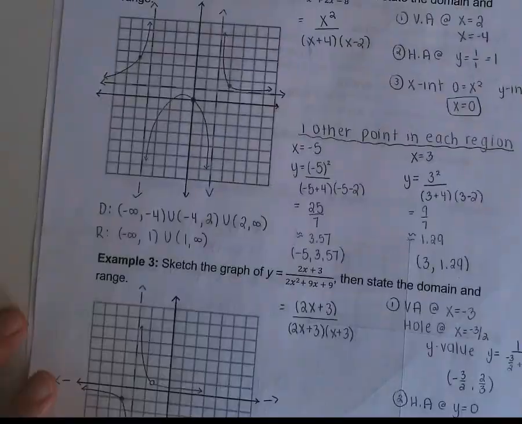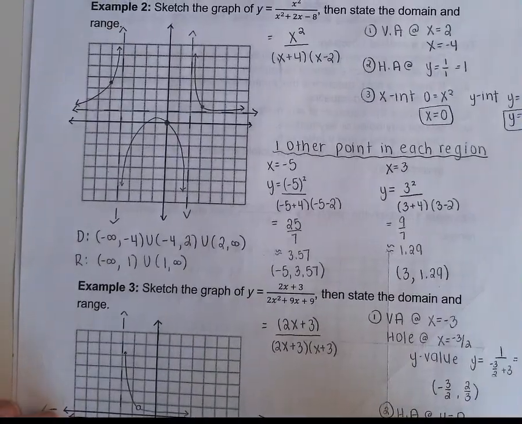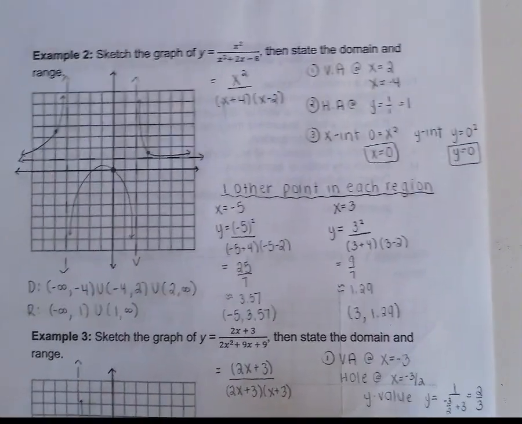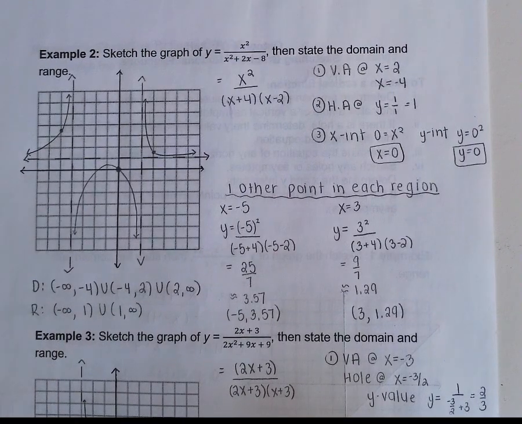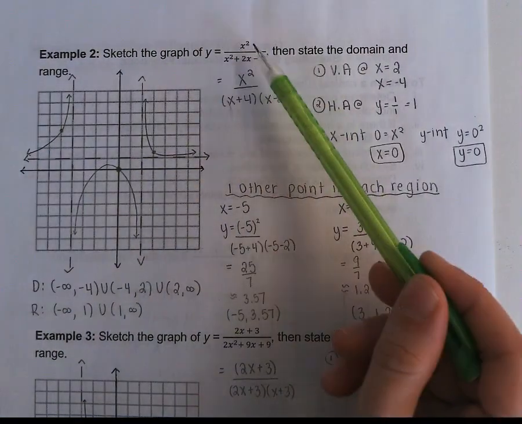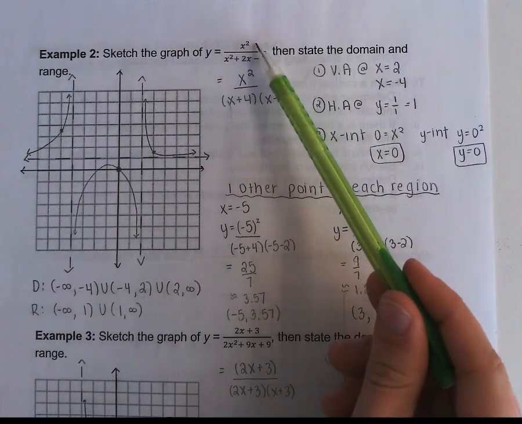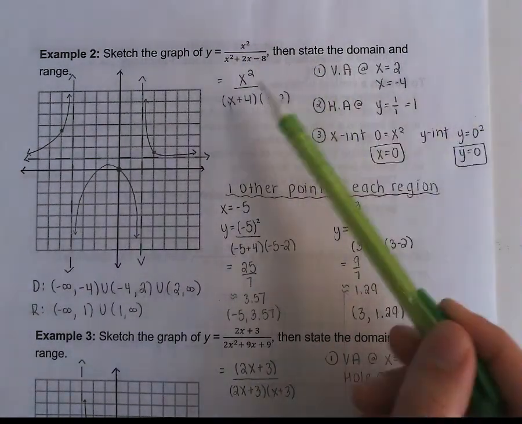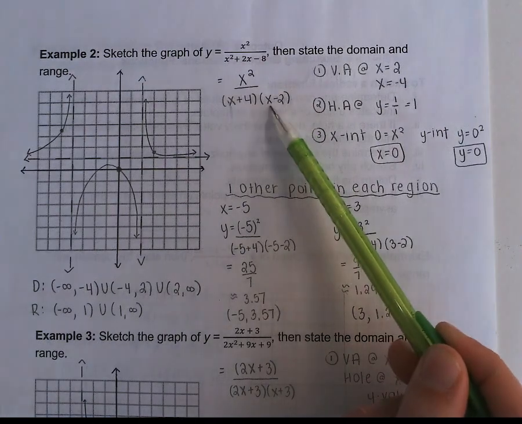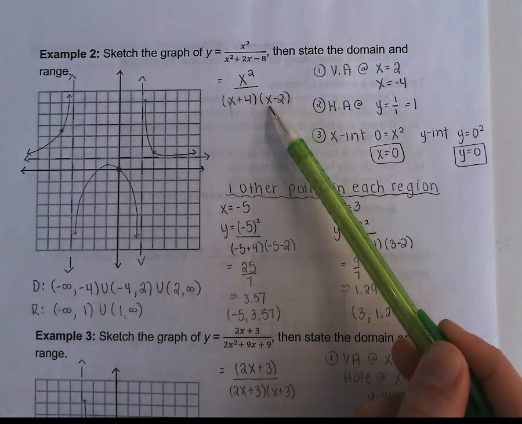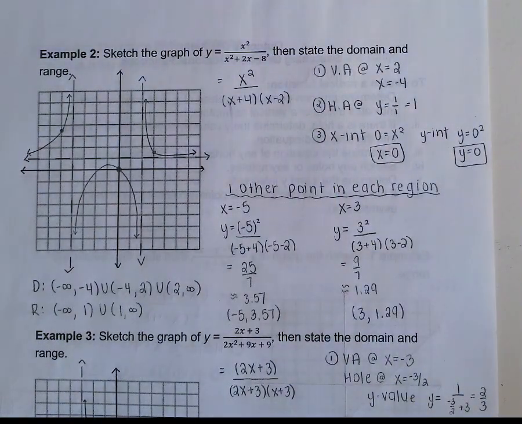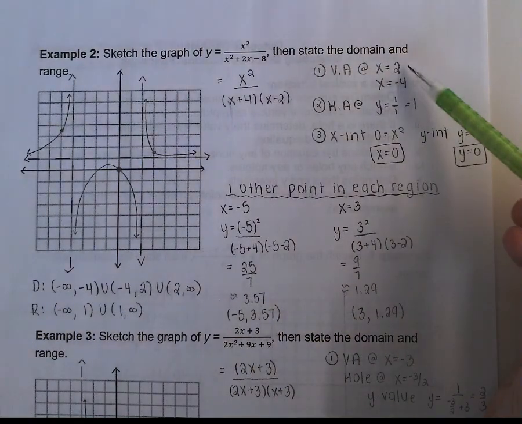If I go to example 2, this is very much the same. It looks a little bit complicated, but the steps are the same. The first thing I did was factor the top and the bottom. The top has nothing to factor, but the bottom can be factored to x plus 4 times x minus 2, which means I actually have two vertical asymptotes, one at x equals 2 and one at x equals negative 4.